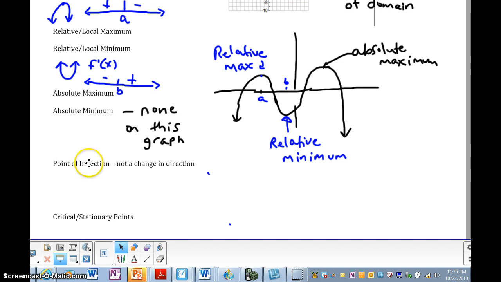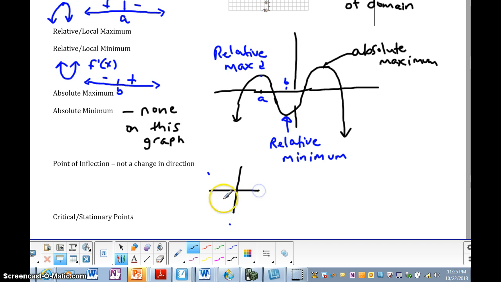Another time when we could have a slope of 0 would be called a point of inflection. And let's go ahead and graph one of those. And so you can kind of see what it looks like. A point of inflection occurs on a graph, and you can see that at this point here, there would be a derivative of 0. So that would be our point of inflection, where we would have a derivative of 0, but no change in direction.